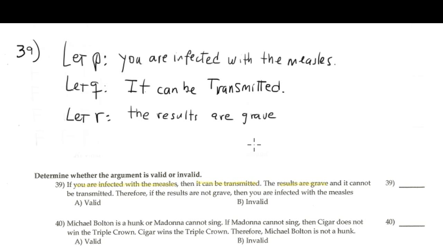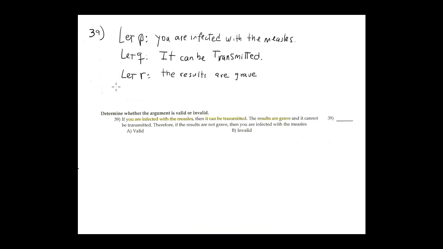Now I want to express this in symbolic language. Let's translate to the symbolic language. The first premise is a conditional statement because it's the combination if-then. So it's P arrow Q, where the antecedent is P and the consequent is Q.